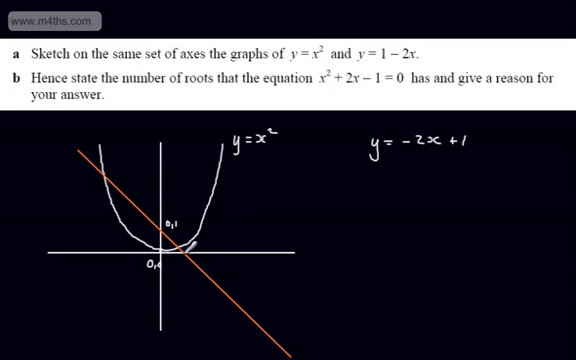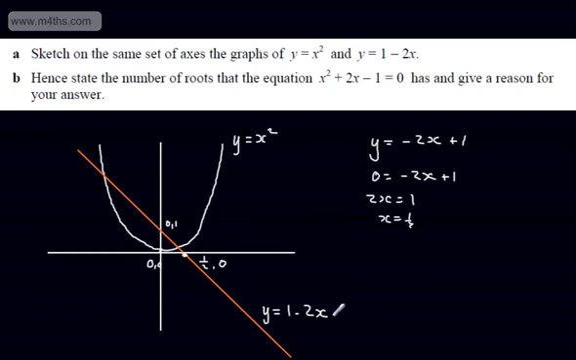Now if we consider this point right here, that is when y is equal to 0. So we've got minus 2x plus 1. So we can say 2x is going to be equal to 1 and x will be equal to 1/2. So this point right here is going to be 1/2, 0. And we can say that this is y is equal to 1 minus 2x.